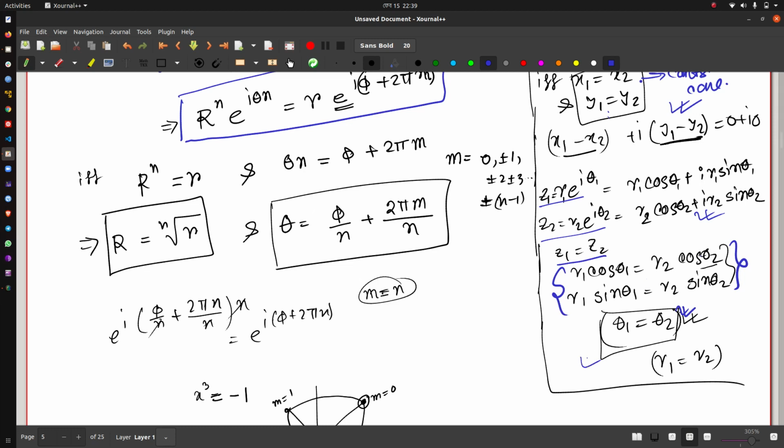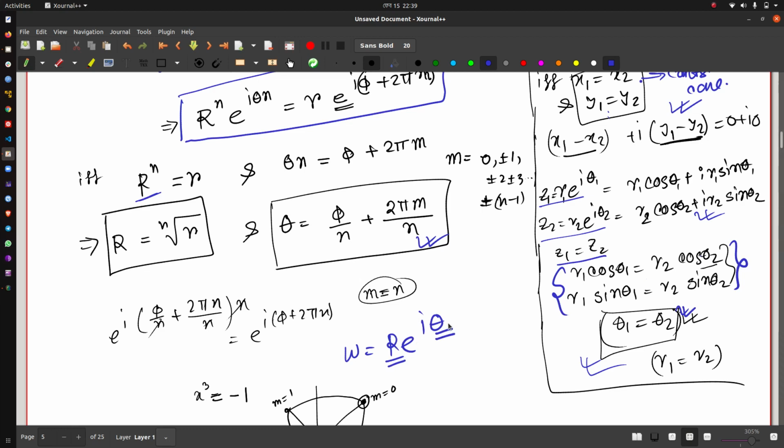So using these two things, we can write that capital R to the power n should be equal to small r, and theta should be equal to this guy, right? This is just simple algebra. Now, since w was what? w was r e to the power i theta, right? We have found r, we have found theta, and hence we have calculated the roots.